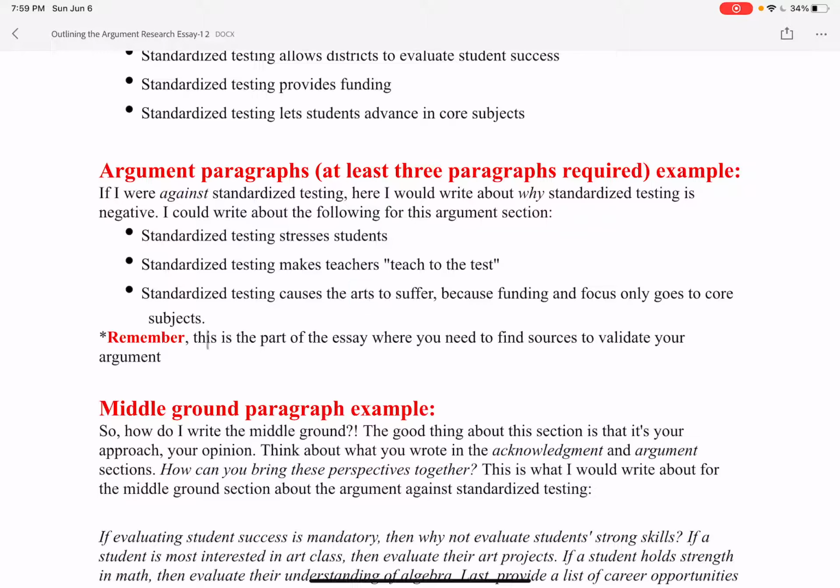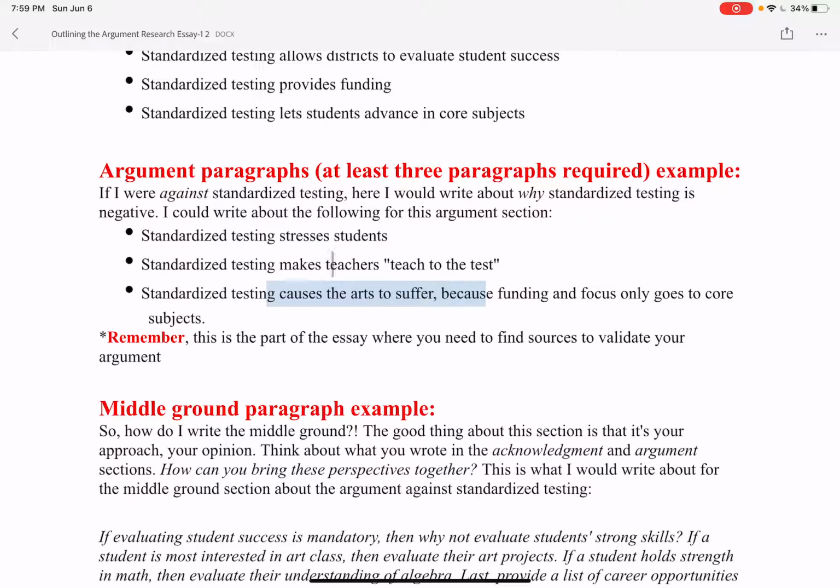So just remember that this is the only part of the essay where you would find sources to validate your topic, your argument. Since you need at least 3 paragraphs, I recommend 3 reasons that support your argument, like I did here. So if you're outlining the essay on your own time, I would come up with 3 different reasons that support your argument, because then you could find a source for each one of these and use one source in each paragraph.